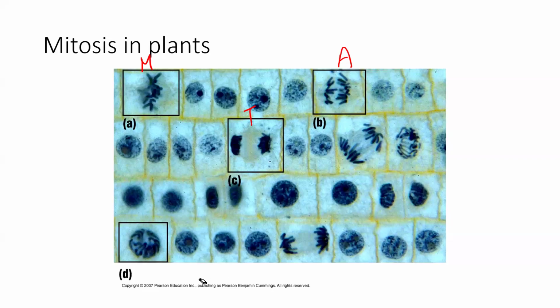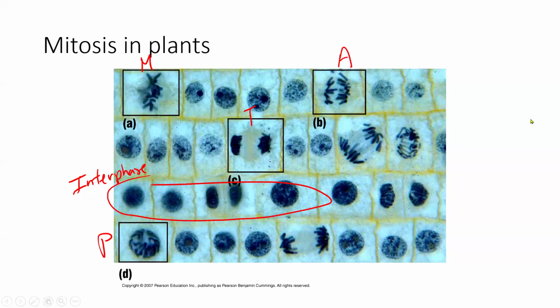And over here, this one, that is prophase. That's right. Okay. These are still in interphase. They're not really dividing yet. I can't even see the chromosome. It's still in the form of chromatin. So that's that.